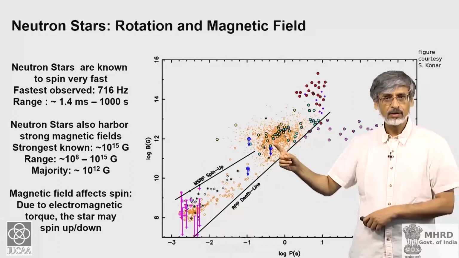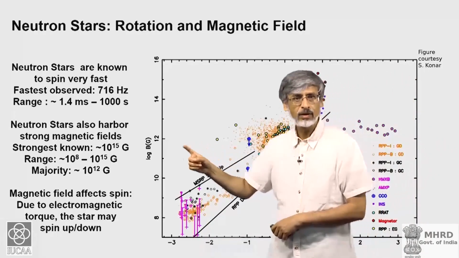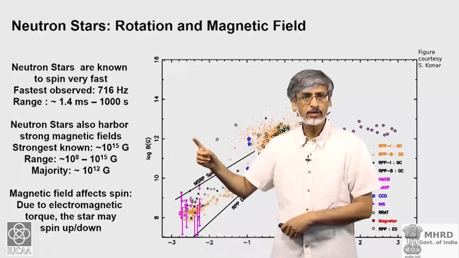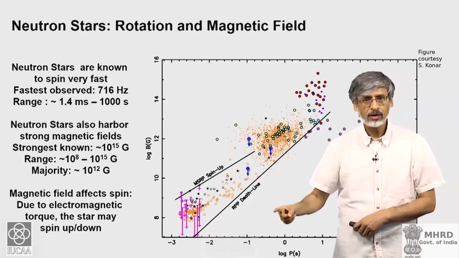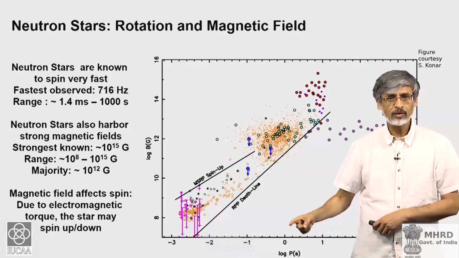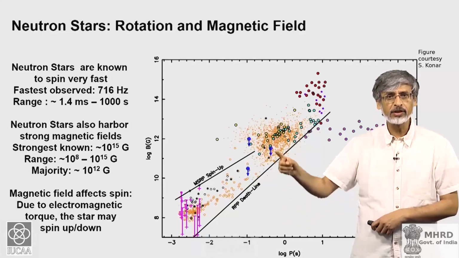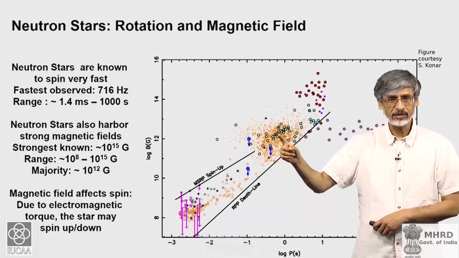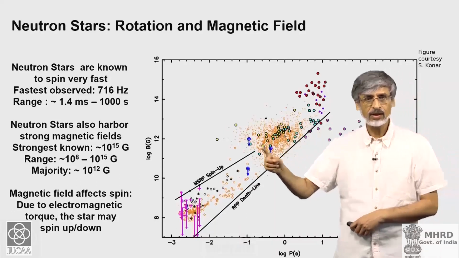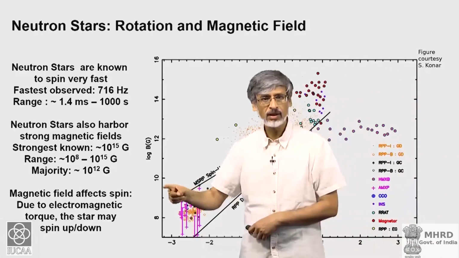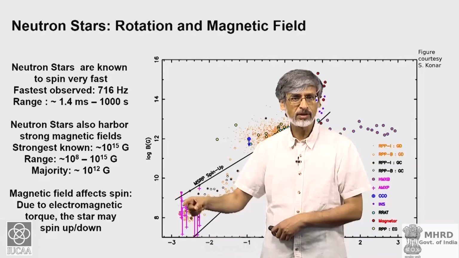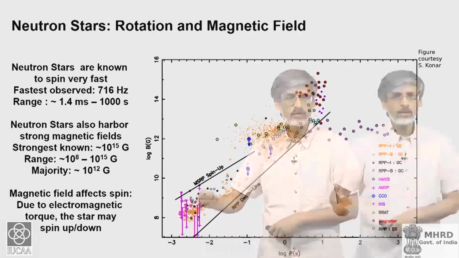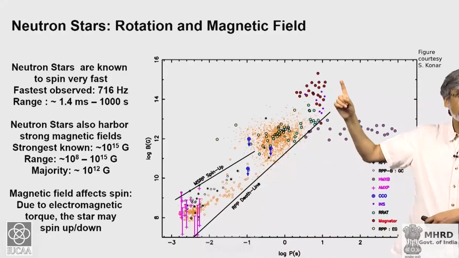The large bulk of the neutron stars, as one can see in this diagram, lie around 10 to the power of 12 Gauss, with the peak of the spin period distribution lying around a second. On the other hand, the fastest known neutron stars are over here, where the spin periods are close to a millisecond. You can also see the strongest field neutron stars over here.